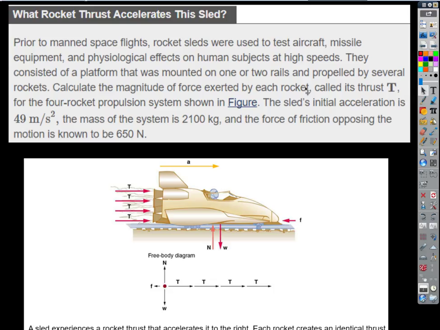So anyway, what about this? Here's an example of some numbers that are sort of based on what they did. So they've got this rocket sled, and it's mounted on some rails, and it's like a little train car going down this rail.